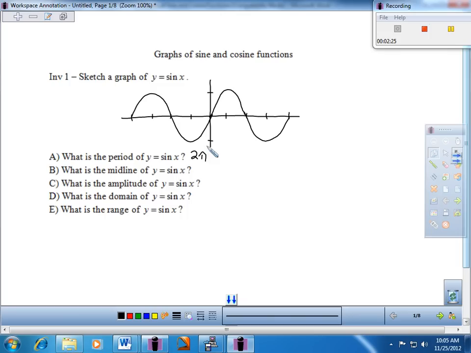Midline, halfway in between the max and the min, so in between 1 and -1. Again, it's a horizontal line. It would be y equals 0, but if you just put 0 there, I can live with that. Amplitude, everybody. Amplitude from midline to the max looks to be exactly 1 unit. Now, these next two are great. We haven't really talked about this.